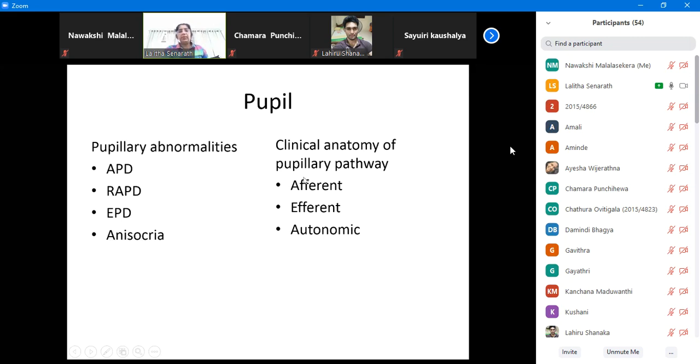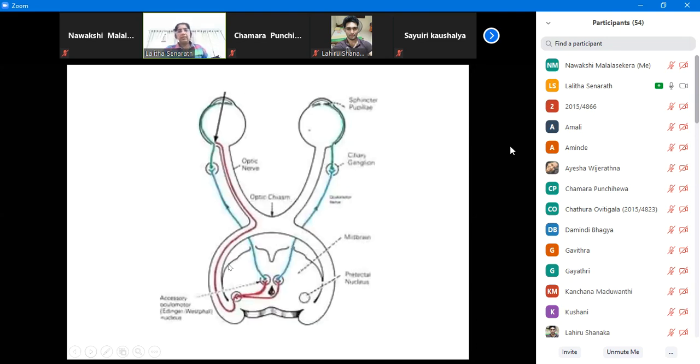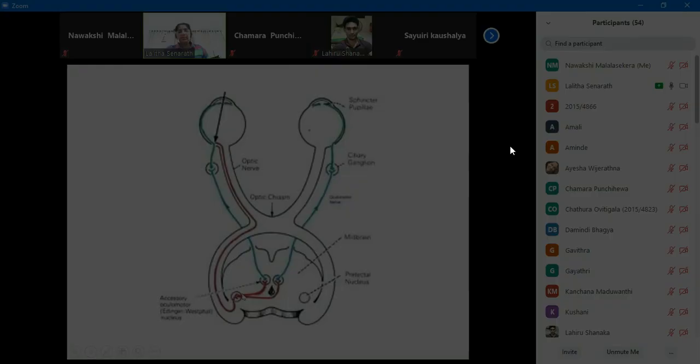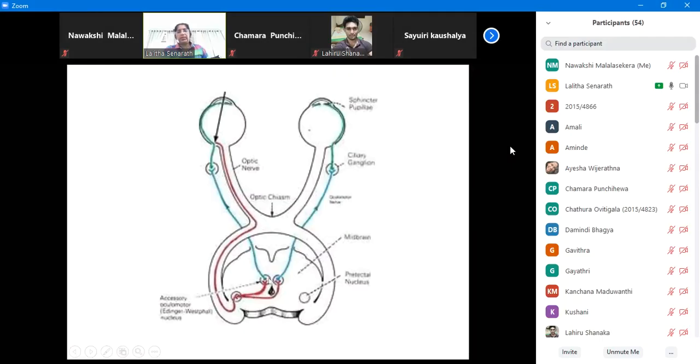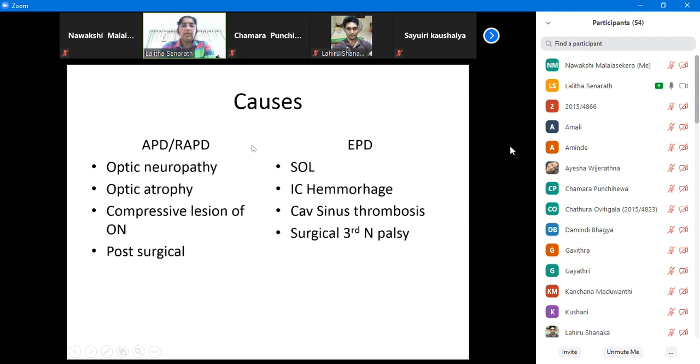The clinical anatomy of the pupil pathway: you should know the afferent, you should know the efferent, and there is the autonomic. This is the pupillary pathway. The temporal retinal fibers pass, like I said, through the LGB, and go to the pretectal nucleus and then to the Edinger-Westphal nucleus, and a different pathway goes through the ciliary ganglion to the pupillary muscles of the eye.